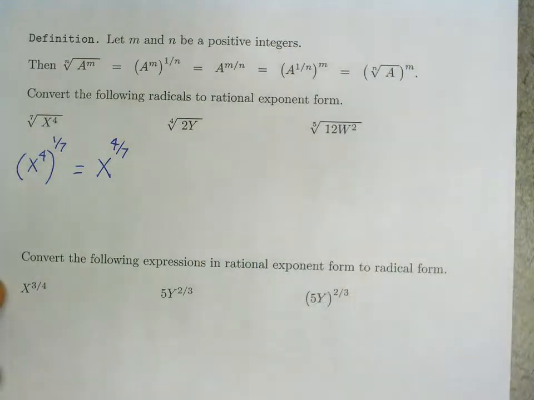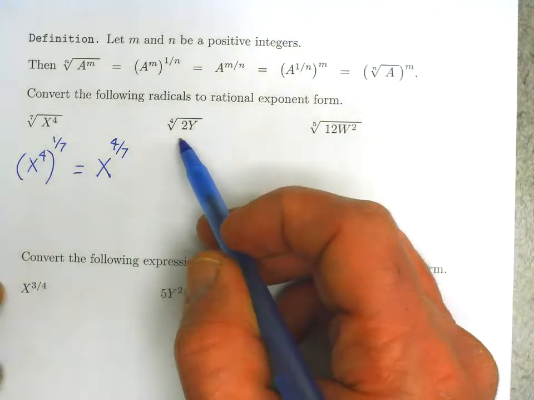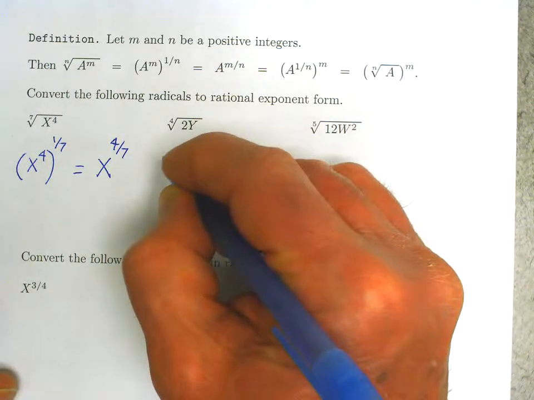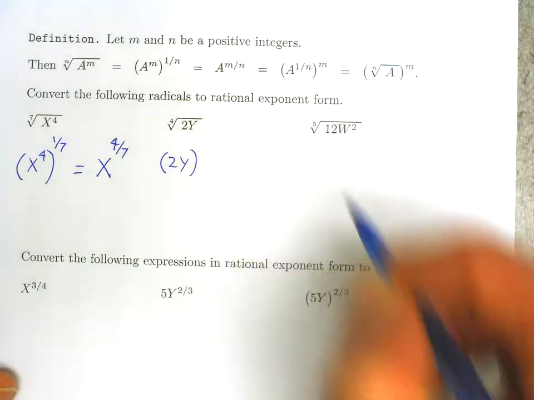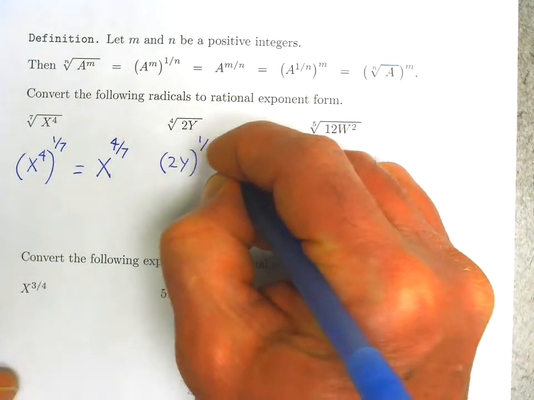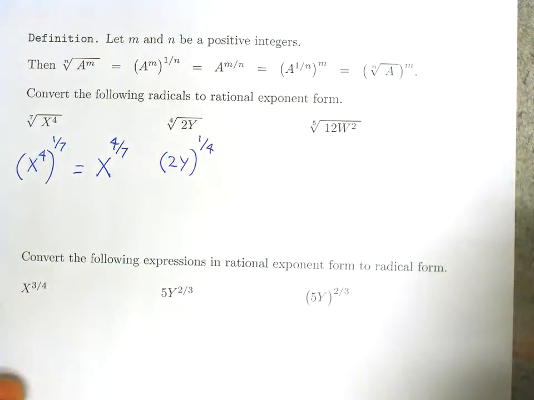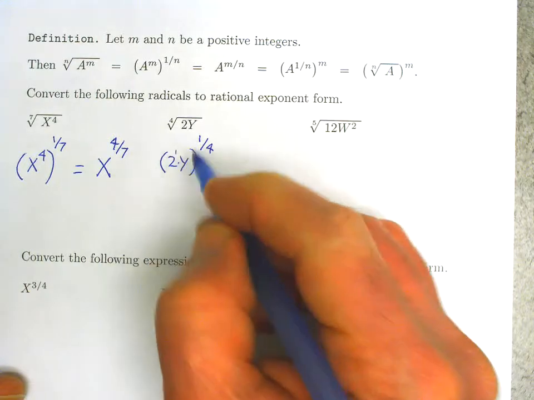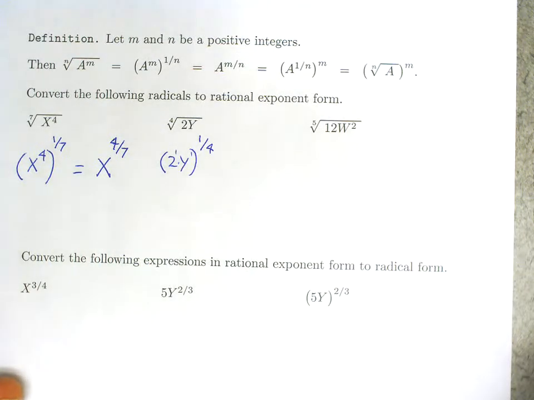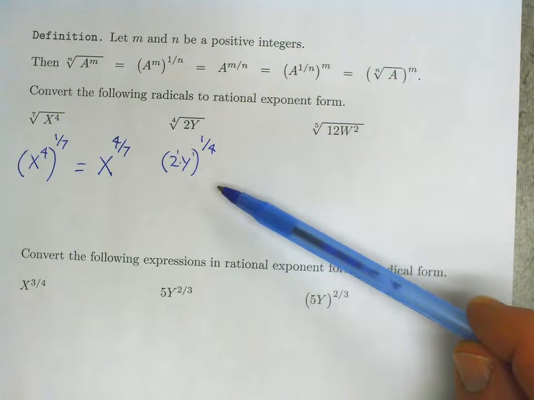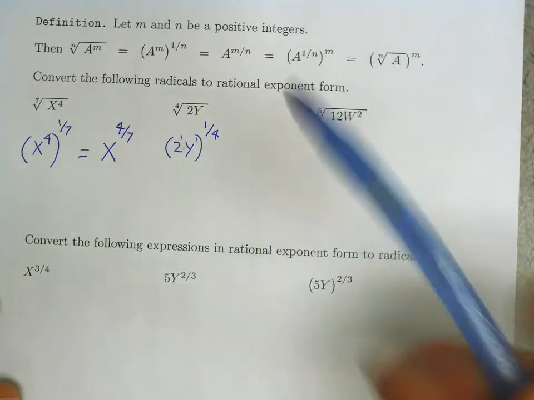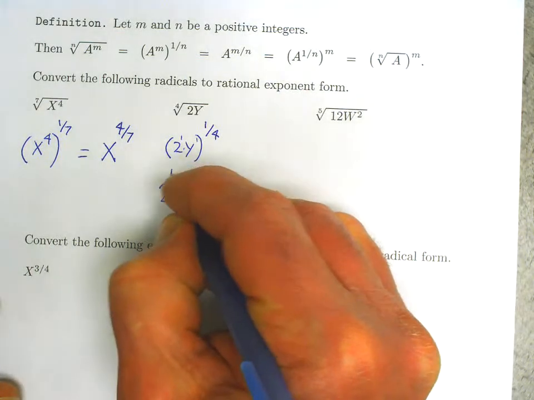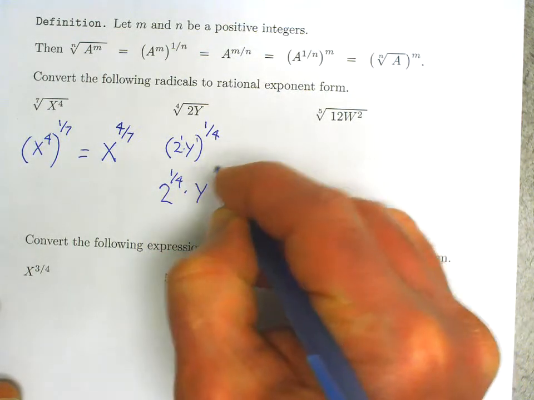Okay, this next one, inside the radical whose index is 4 is 2y. So on this one, we'll write in parentheses 2y, and then the exponent is 1/4. Think of 2 as 2 to the 1st, and think of y as y to the 1st. And then applying one of the properties of exponents that we already learned, we can multiply the exponent 1/4 times each of those. And we can write this as 2 to the 1/4 times y to the 1/4.